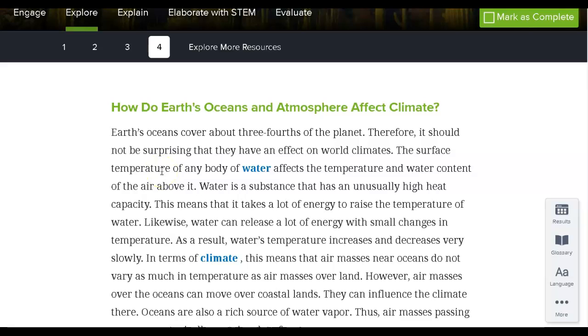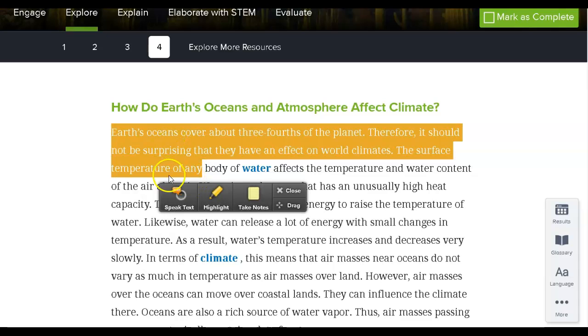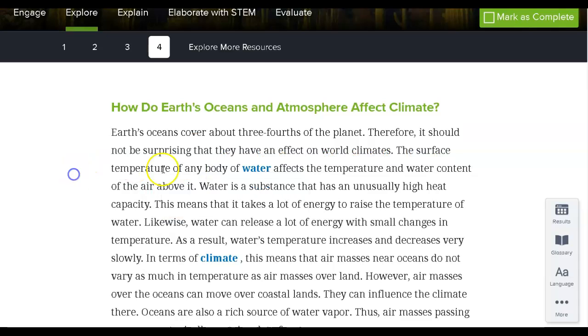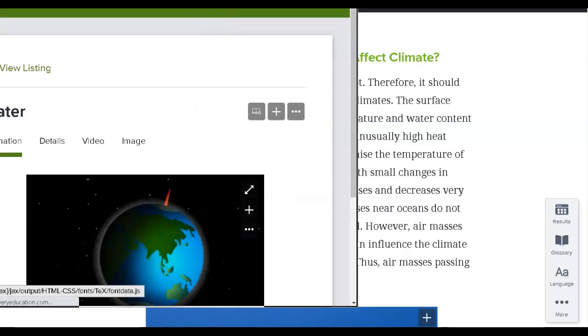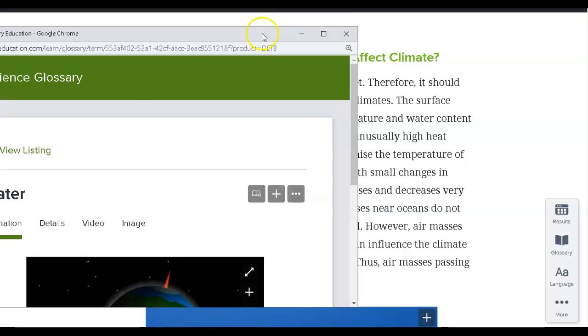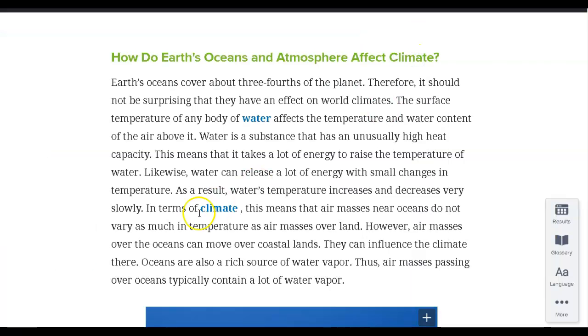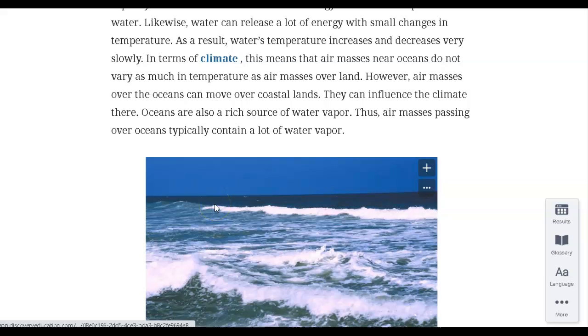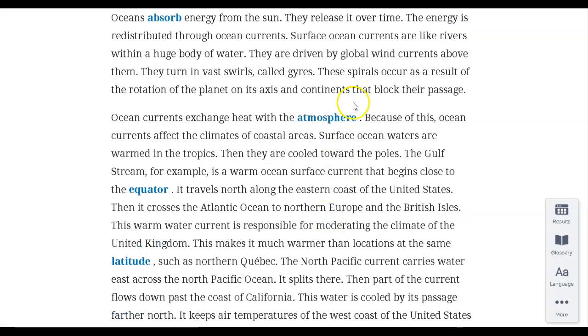So start reading. How do Earth's ocean and atmosphere affect climate? Remember, if you want it read to you, you can highlight it and hit speak text. Also remember that if you see a word highlighted in blue, it's a hyperlink to the Discovery Ed glossary, so you can learn more about that word or what it means. Like climate's highlighted. So keep reading, check out this picture of the ocean. Some more words. Remember, hopefully we all know what atmosphere is at this point, and equator and latitude.